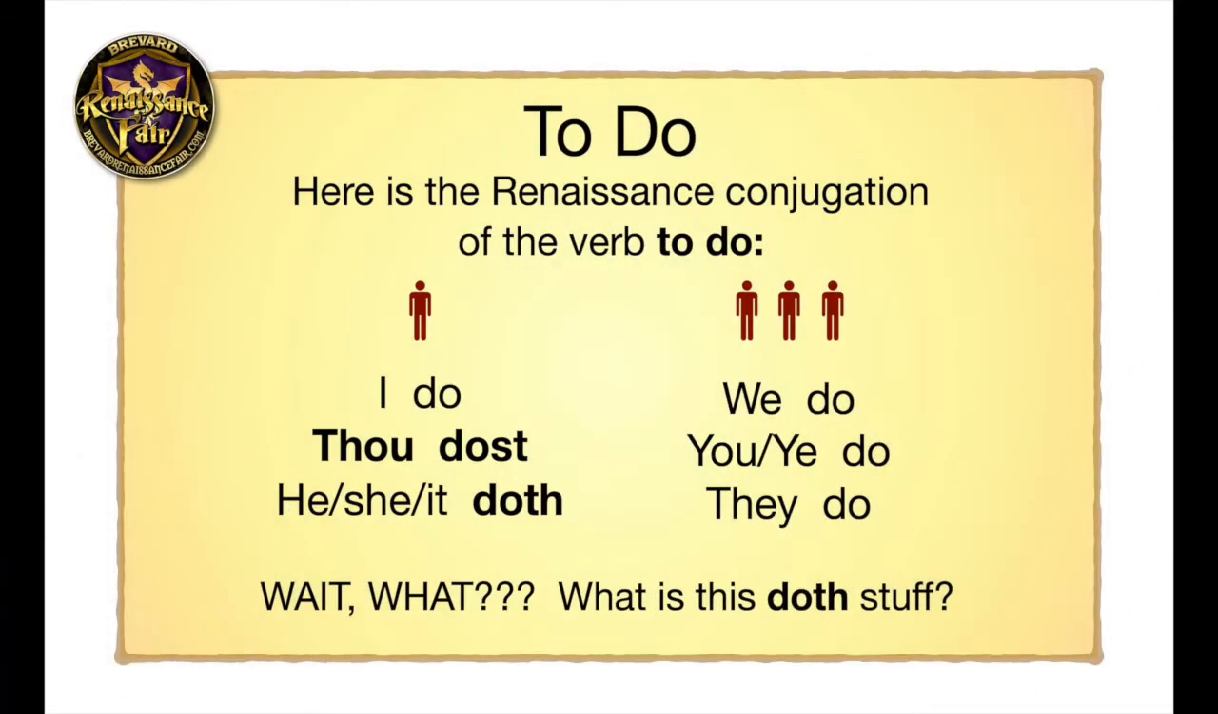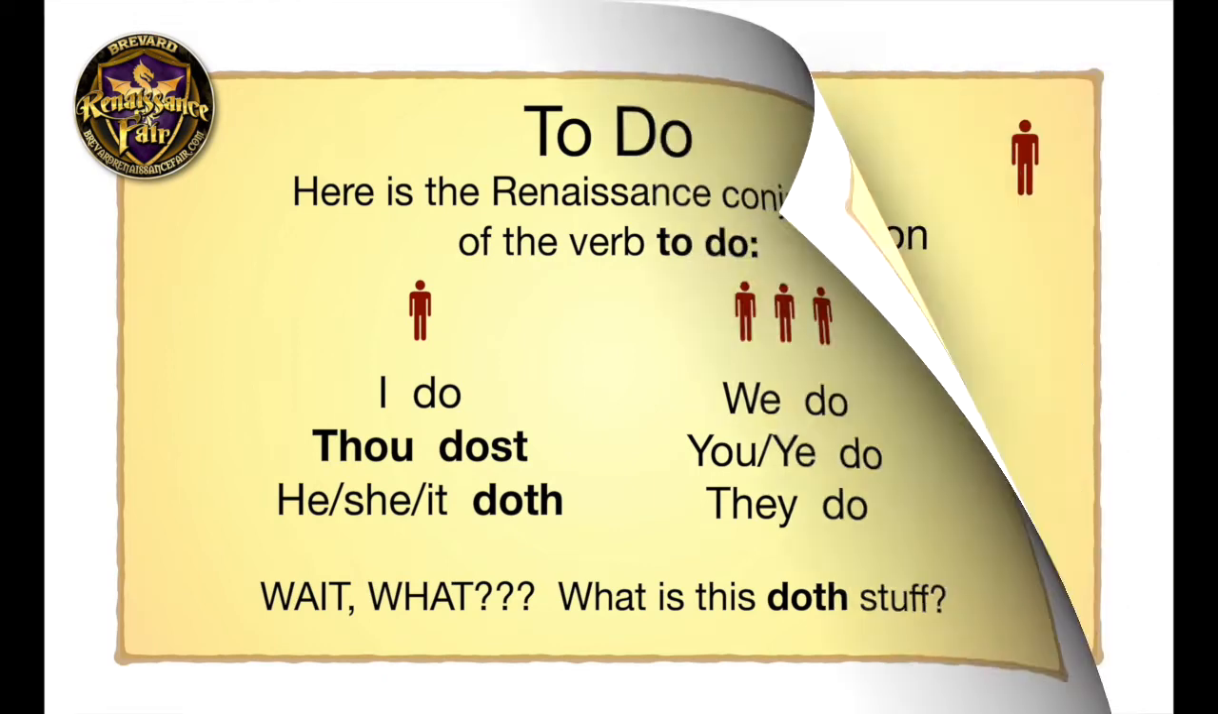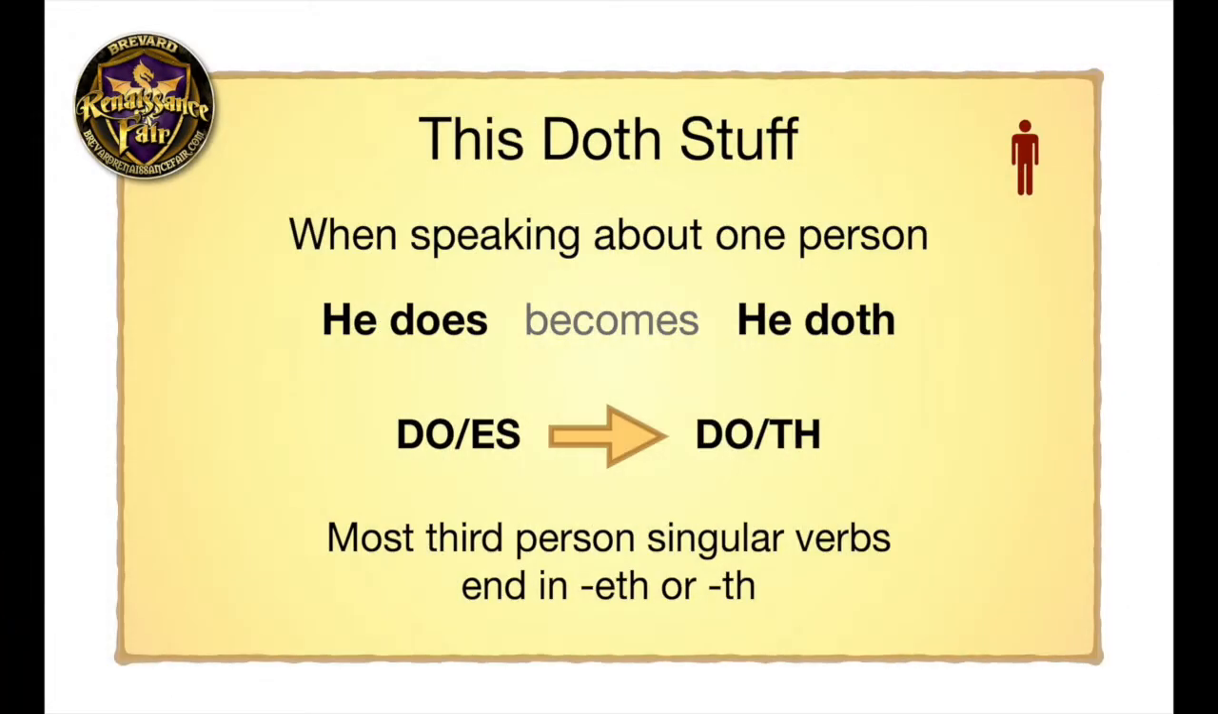Here is the Renaissance conjugation of the verb to do. I do, thou dost, he, she, it doth. We do, you or ye do, they do. When speaking about one person, he does becomes he doth. The es of does becomes a th, does, doth. Most third-person singular verbs end in eth or th.